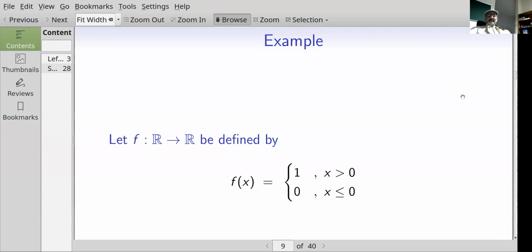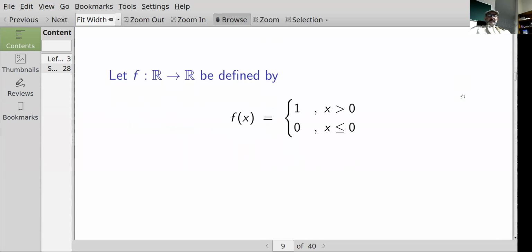Okay, so let's do an example. Supposing you have a function which maps reals to reals and is defined by f of x equals 1 for positive x, and it's equal to 0 otherwise. And so there's a jump in the function values at 0, right? And the graph comes in two pieces.